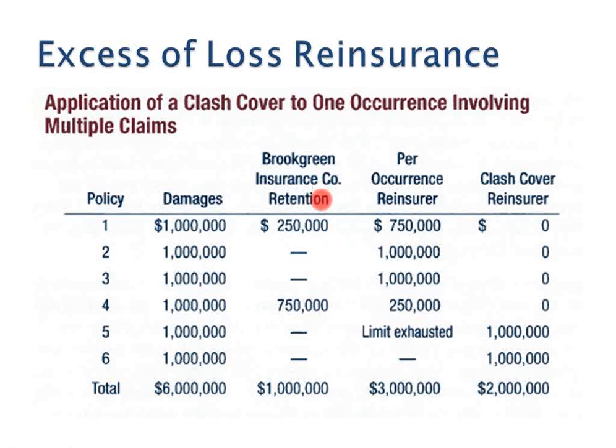But you can see here that under this type of situation, I'm limited. My policy under this, I took the full max of $750,000, and the full max of this policy limit of $250,000 as the primary insurer. My per occurrence reinsurer took the maximum hit of $3 million on these types of policies. And by this point, the limit was exhausted. So now the clash cover reinsurer comes in and covers the other $2 million.